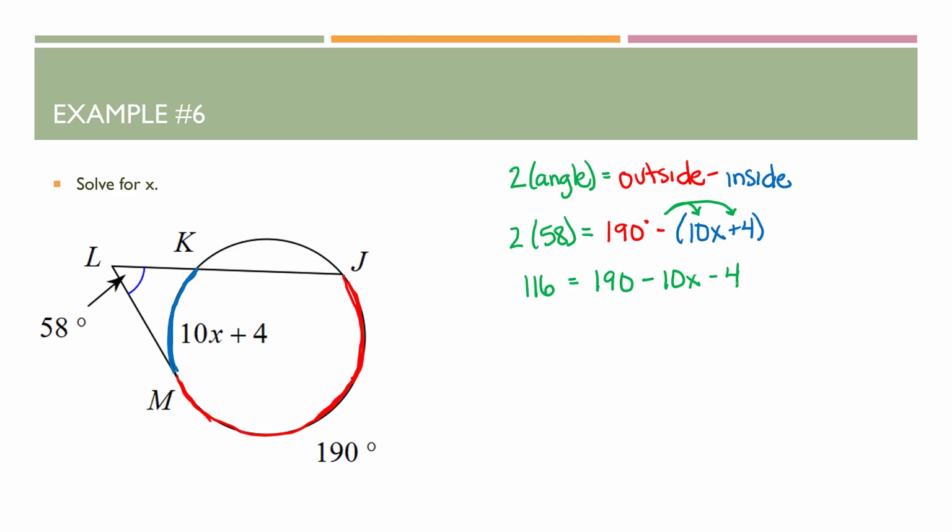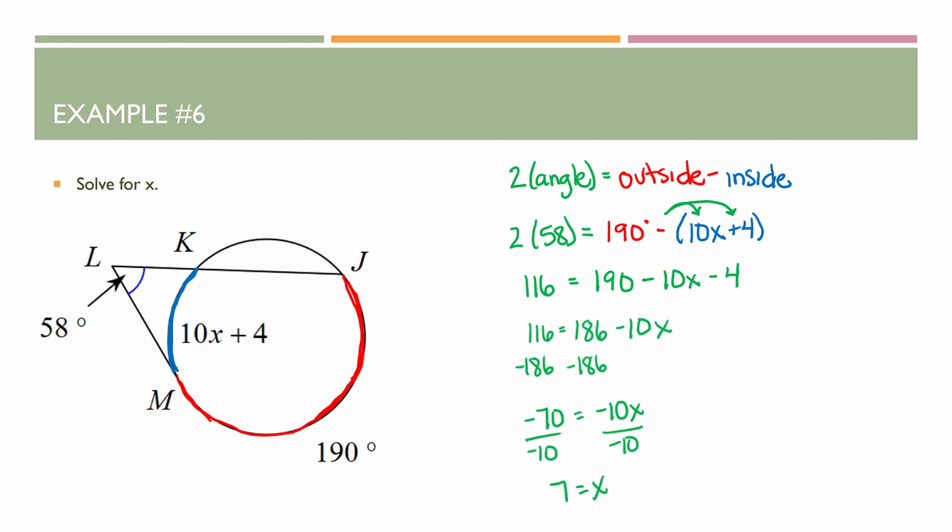And now we can continue on with solving. 116 equals 186 minus 10x. Subtract 186 from each side. Negative 70 equals negative 10x. And then divide by negative 10. So 7 equals x.